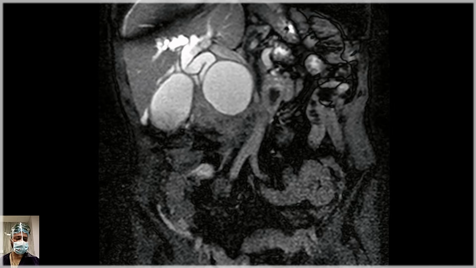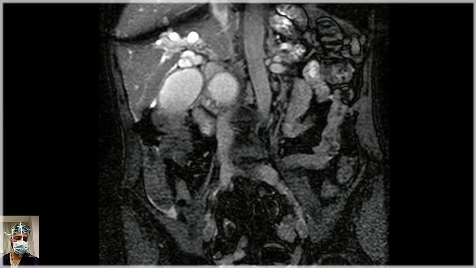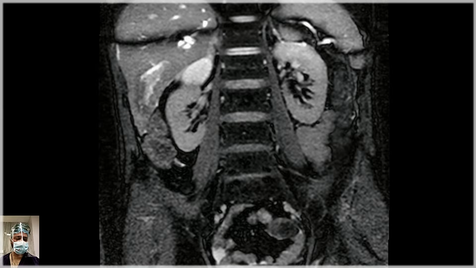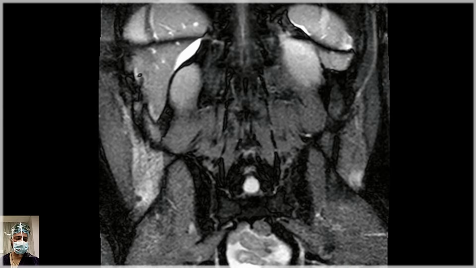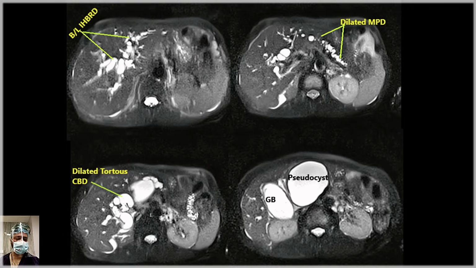In this freeze frame, you can appreciate the pseudocyst. These are T2 weighted images, friends, with the distended and tortuous CBD with dilation of the intrapancreatic radicals and distended gallbladder. So, friends, I plan to make a video presentation on the biliary anatomy or the SPV radiology, so that we can better understand the radiology or MRI findings in case of HPV cases.